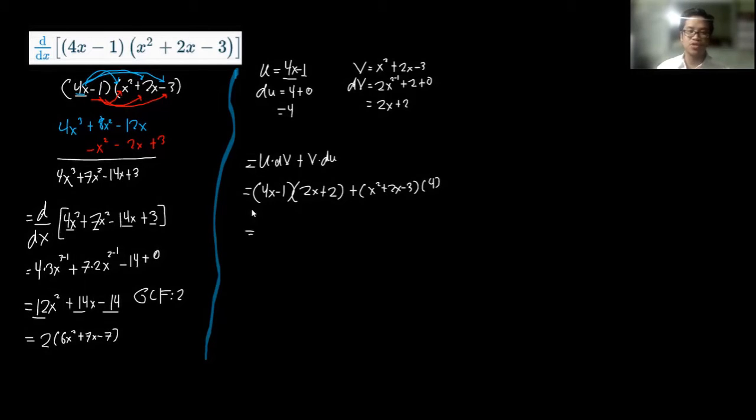Let's go first to the first term here. In this case, we're going to expand them, so what we're going to use is the FOIL method. Multiply the first terms, 4x times 2x, this would be 8x squared.